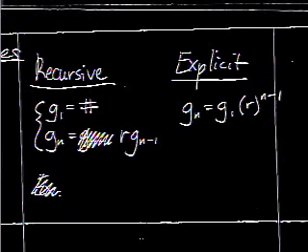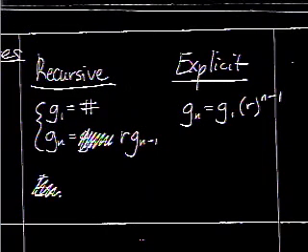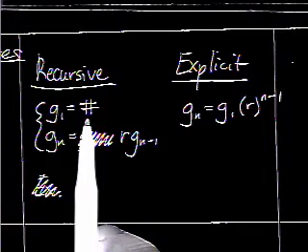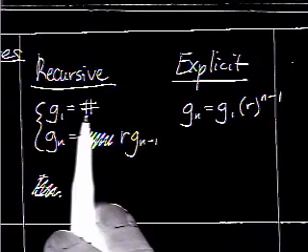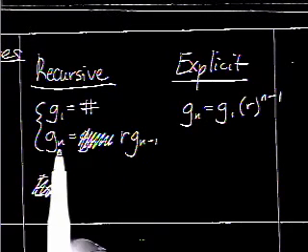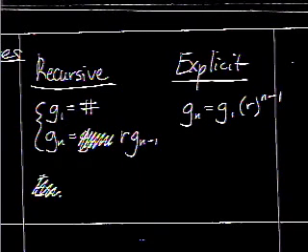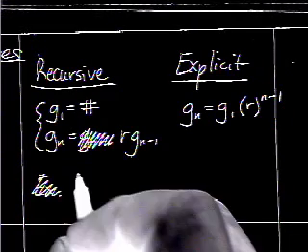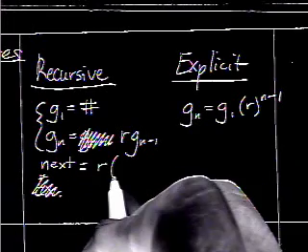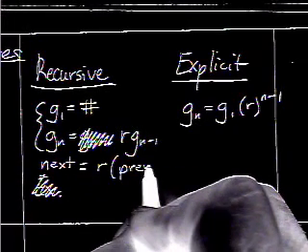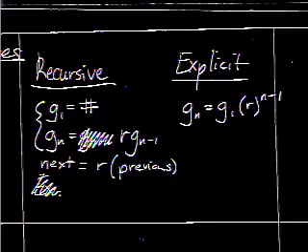Now, geometric also has a recursive and explicit formula. Sorry for a couple of mistakes that I made when I was writing up the notes. The recursive one starts out with a first term, so it has a number to begin with. Remember, the recursive ones always have two parts: the starting point, and then how to find the next term. It says that the next term is equal to the ratio R times the previous term.